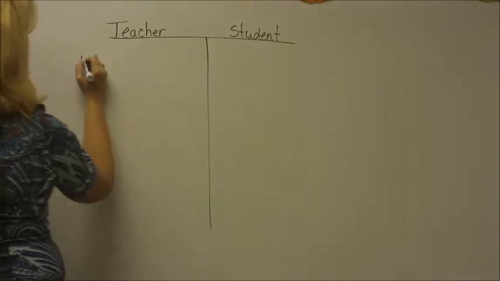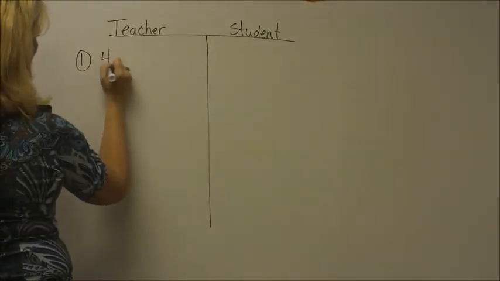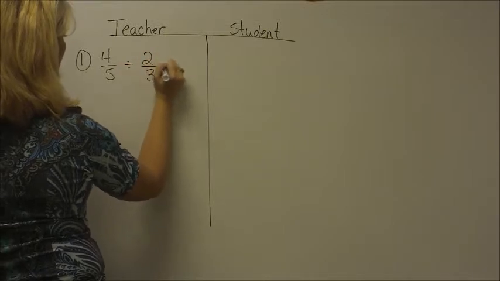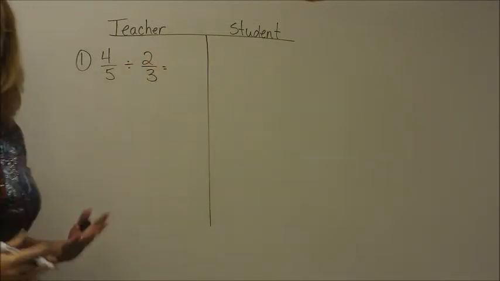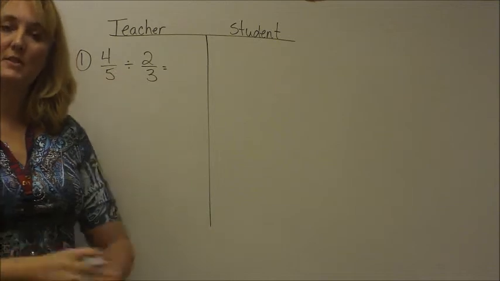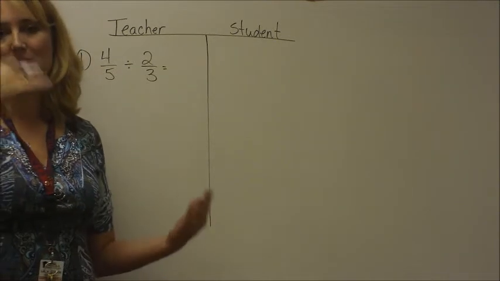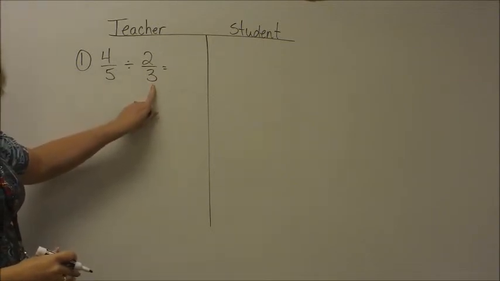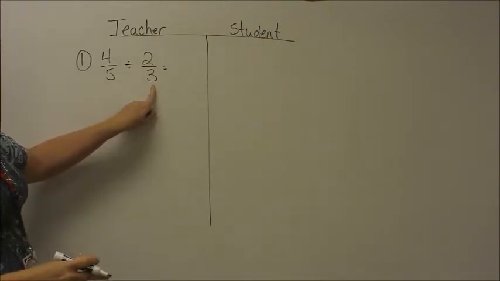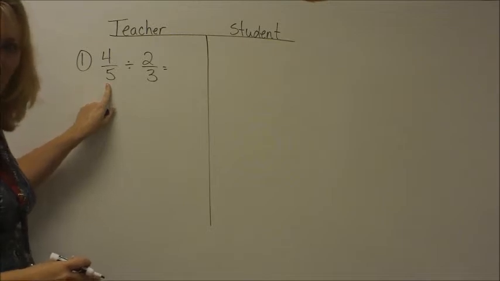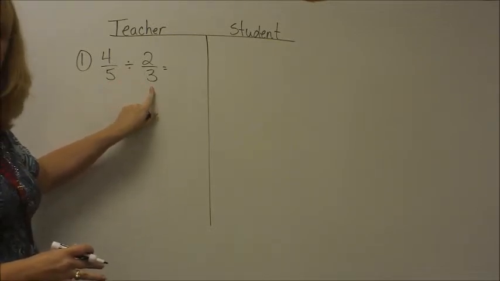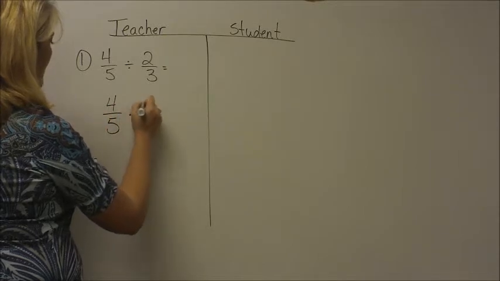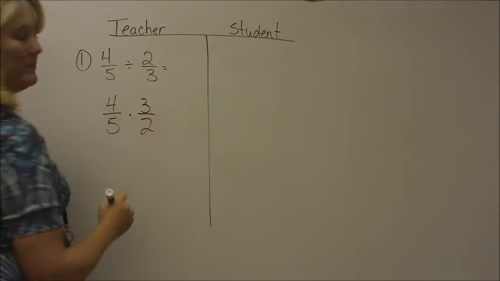Alright, let's do 4/5 divided by 2/3. Okay, in this problem we already have 2 fractions, so I don't have to change anything. I can skip straight to step number 4, which says flip the second fraction over, then multiply. Do not touch the first fraction. We're just flipping the second fraction over. So it's 4/5 times 3 over 2.